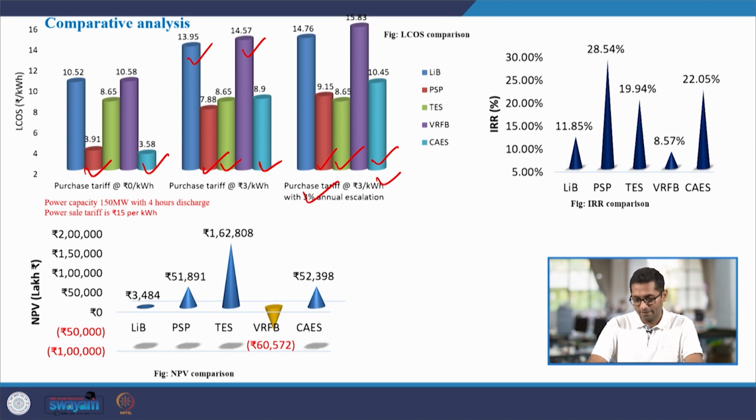In the IRR, we can see that the pump storage would have the maximum IRR, but the thermal energy would have the maximum NPV given an electricity sale price of 15 rupees, and the power capacity in this case has been assumed to be 150 megawatt for 4 hours. So almost 600 megawatt hours of total electricity. Again, this was just to give an understanding that these kinds of decision making can be a bit complex. It could have many parameters coming into being, and the interplay of parameters is something that needs to be understood.